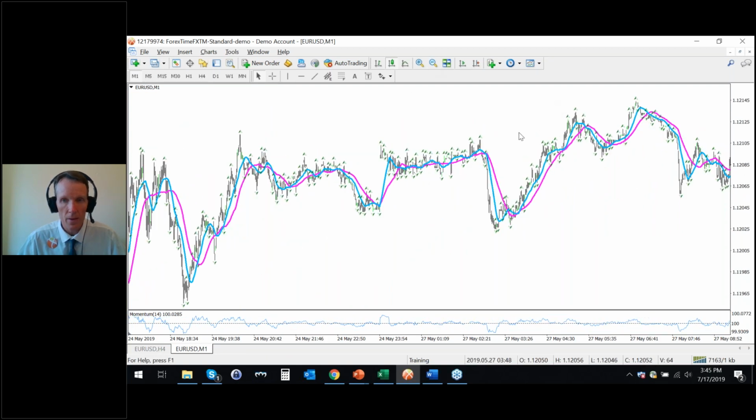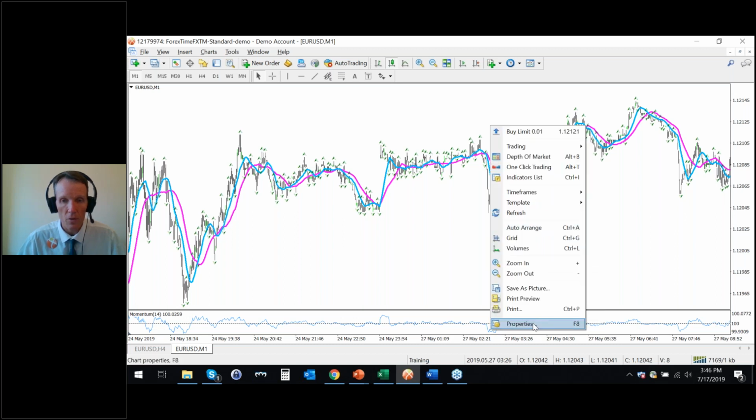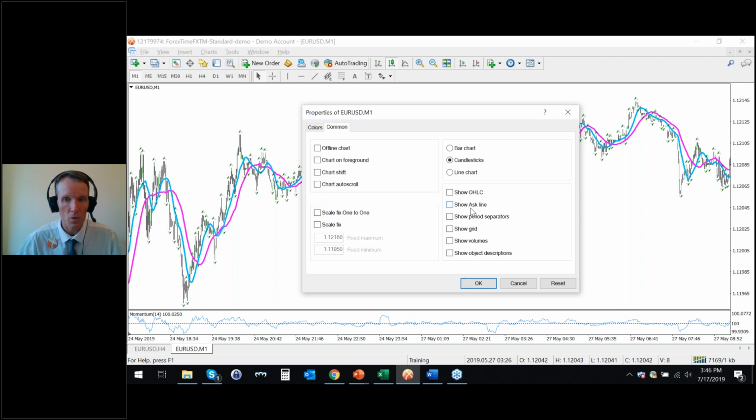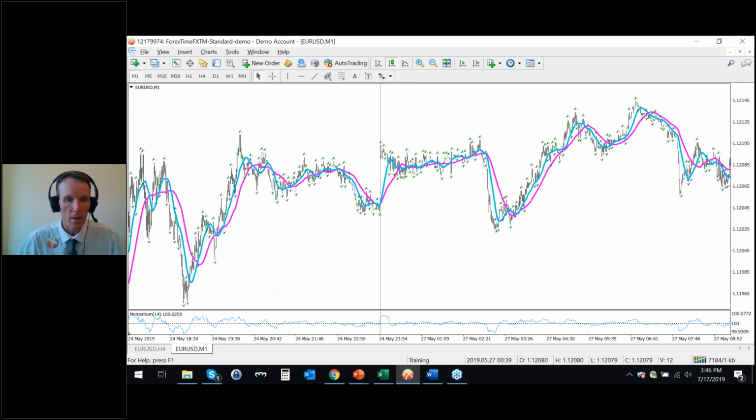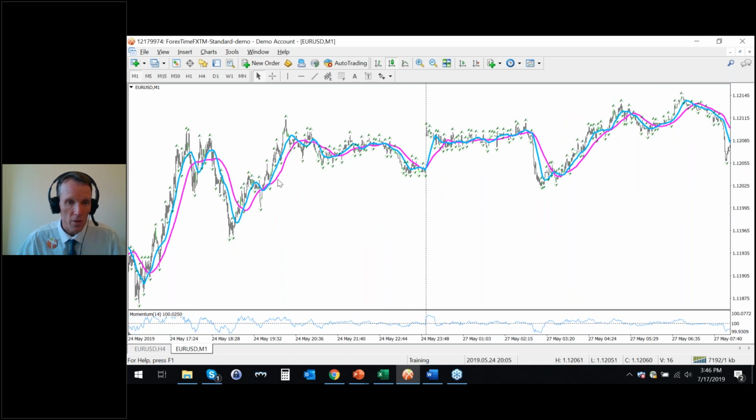What I'd also like to add here to help you understand what's going on is to go to properties. You right click on your MT4, go to properties, and you put your period separators here. And also put your ask line. It shows you what the spreads are. The low time frame spreads can be a problem. Right. So in the lower time frames, you will still see the structure.